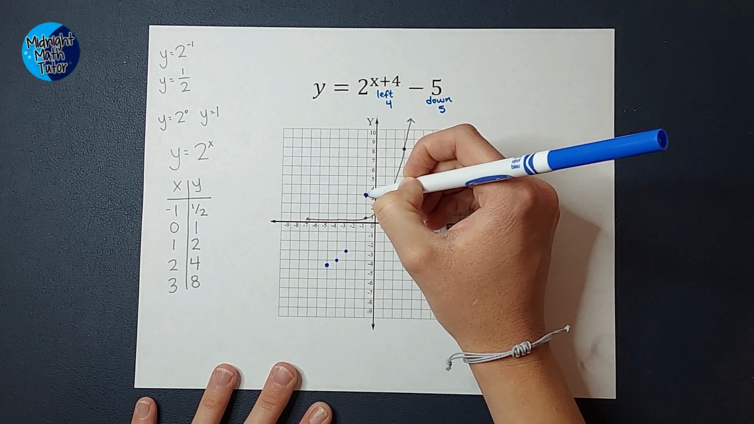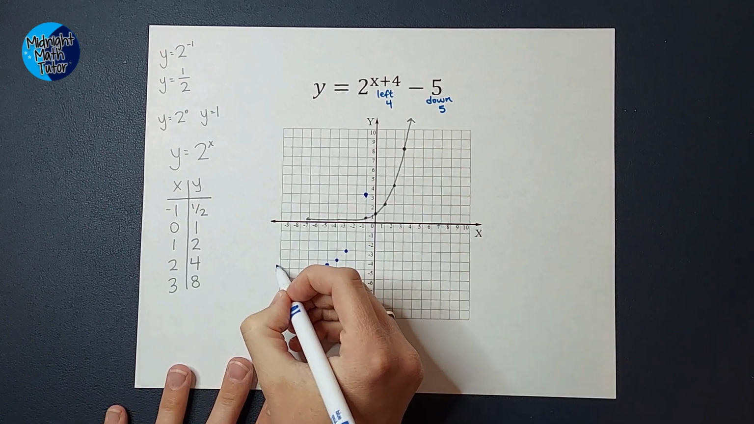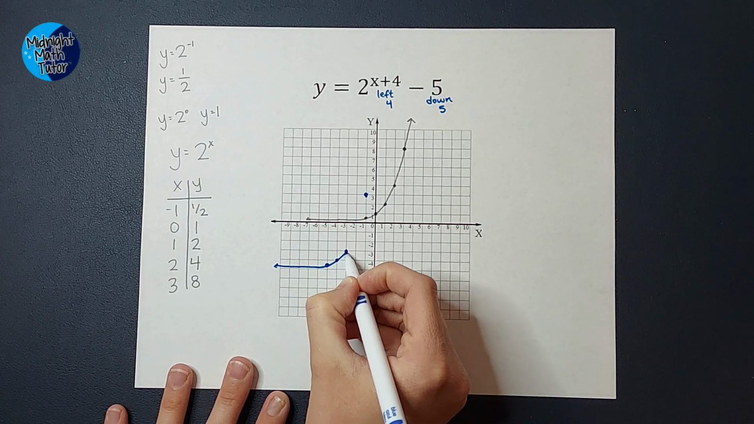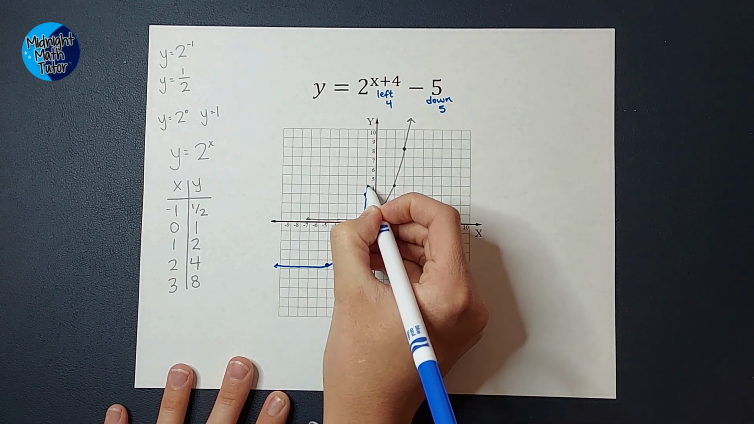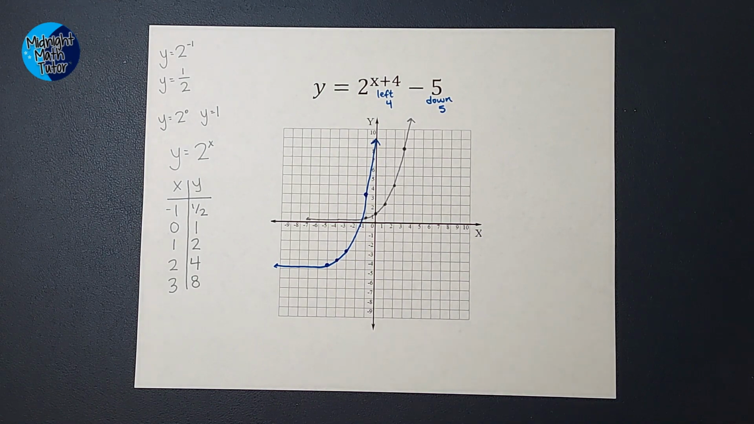I hope you enjoyed listening to me count to 5. Okay, so this is what my new graph looks like. We're going over here and up like that. Okay? All right, I hope this made sense.